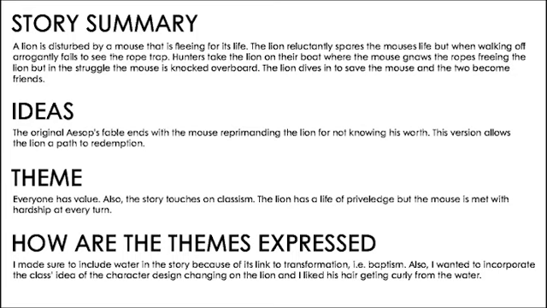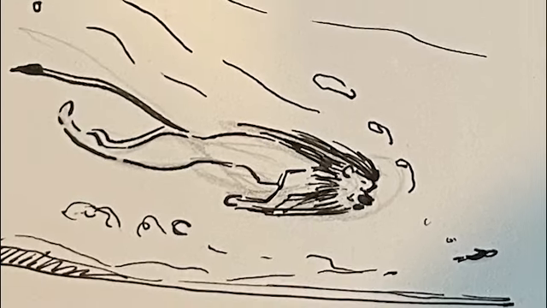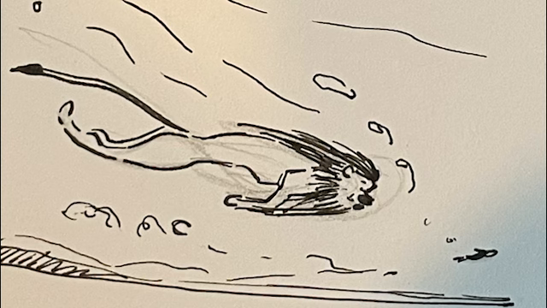So, how do I express these themes? I wanted to make sure to include water in the story because of its link to transformation, i.e., baptism. I also wanted to incorporate the class's idea of the character design changing on the lion, and I liked the idea of his hair getting wet and making it curly. The moment of transformation for the lion is when he dives in to save the mouse instead of stoking his own ego by seeking revenge on the hunters that ensnared him.